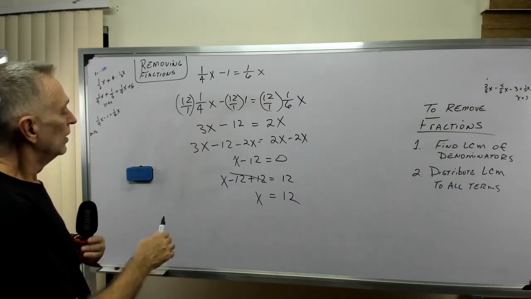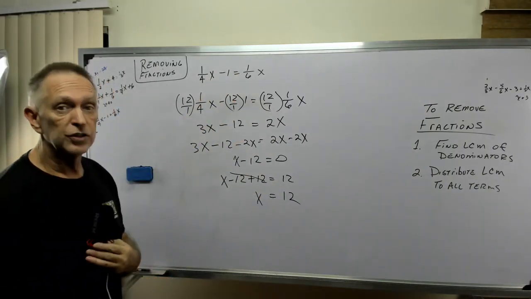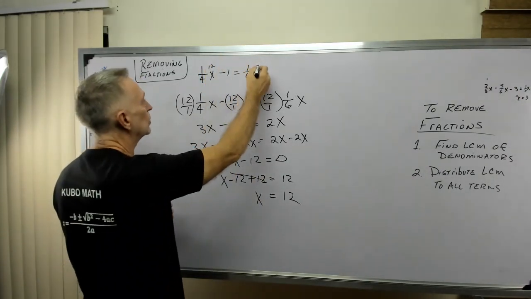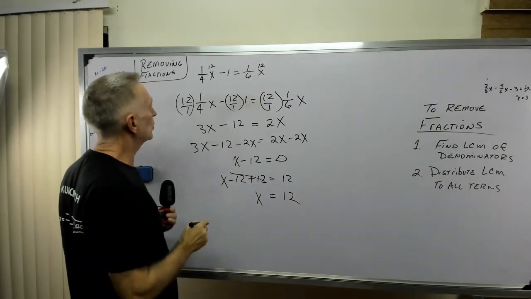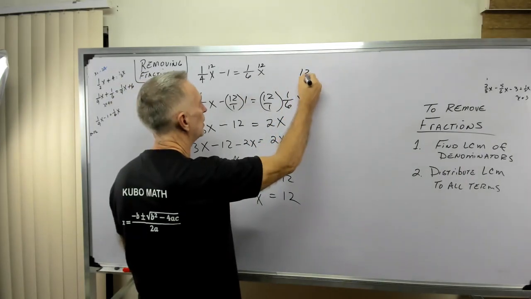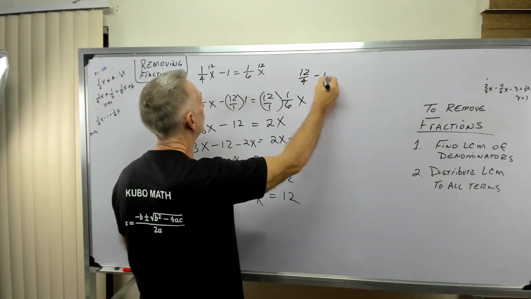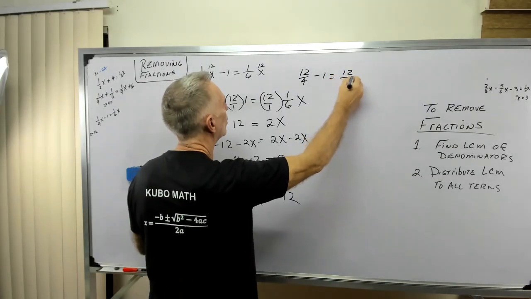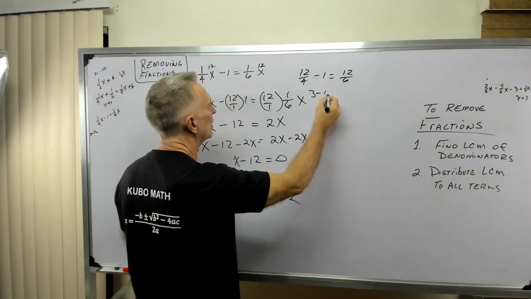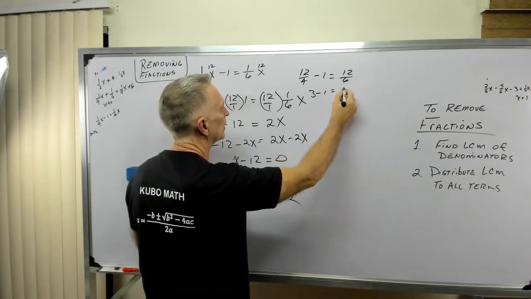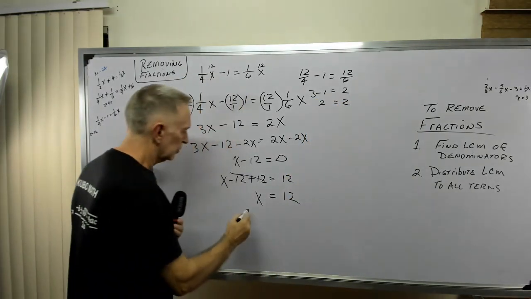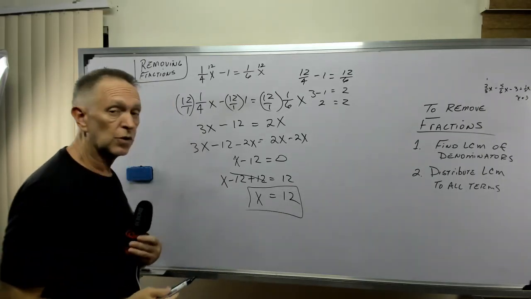Now, let's plug that back in and just see if it works out. So x is 12. So wherever there's an x, I'm going to put a 12. So I now have 12 over 4 minus 1 equals 12 over 6. So 12 over 4 is 3. 3 minus 1 equals 12 over 6. 12 over 6 is 2. 3 minus 1 is 2, and that equals 2. So x equals 12 is the correct solution.